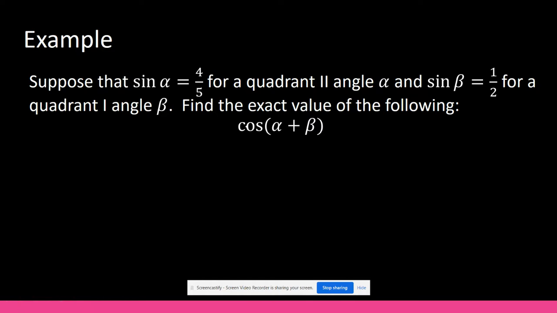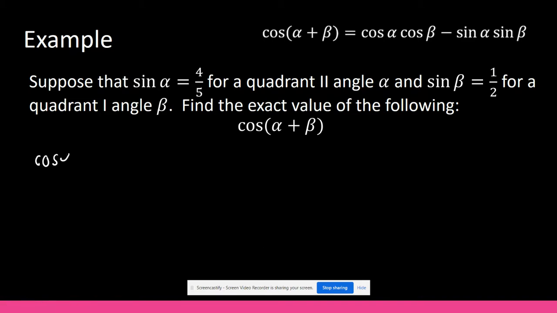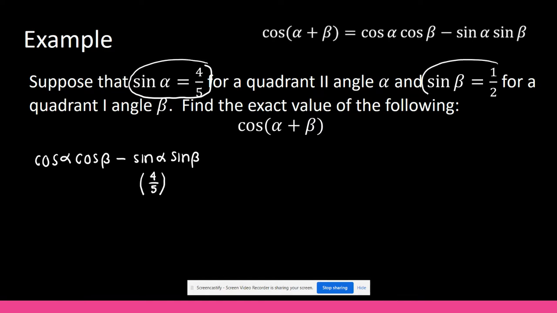All right. So if they're asking for us to find the cosine of alpha plus beta, means we want to use this definition right here. So I know that I want the cosine of alpha times the cosine of beta minus the sine of alpha times the sine of beta. Based off of the information that they've given us, they're giving us the sine of alpha. So I can technically already plug that in to one part of this. And they're also giving us the sine of beta. So that's this part.